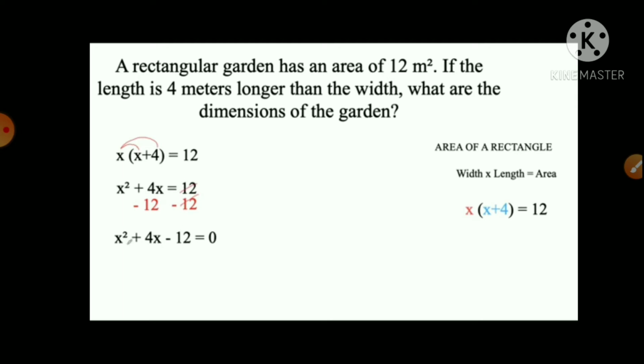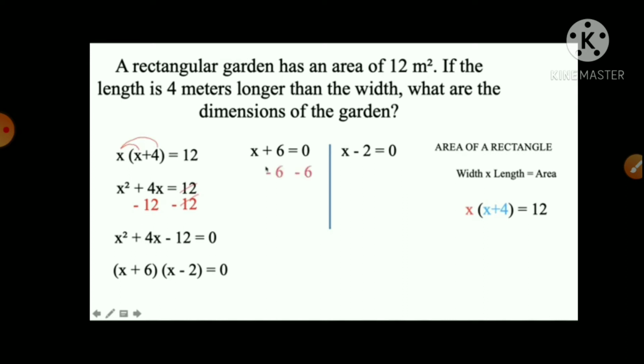Next, since x squared plus 4x minus 12 is a factorable expression, we can factor this this way: quantity x plus 6 times quantity x minus 2. After this, we're going to equate both of them to 0. So x plus 6 is equal to 0 and x minus 2 is equal to 0. Then we're going to solve each of them.